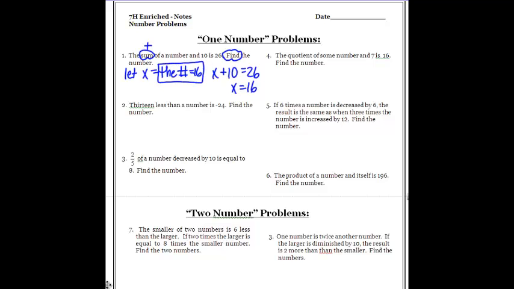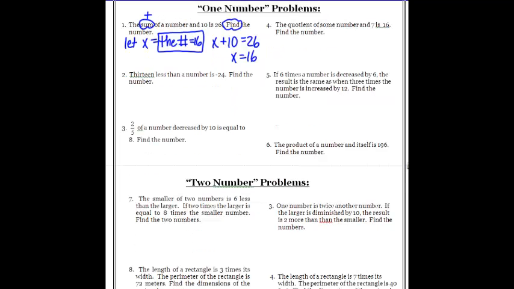So I'm going to go down and do number 3 because that one has a fraction. 2/5 of a number decreased by 10 is equal to 8. Find the number. I'm going to let n equal the number this time just to be different. Then I just solve that. It's a two-step equation, so 2/5 n equals 18. I multiply both sides by 5/2, the multiplicative reciprocal or multiplicative inverse, and I get 45. So I can go back and use my let statement or my answer box.